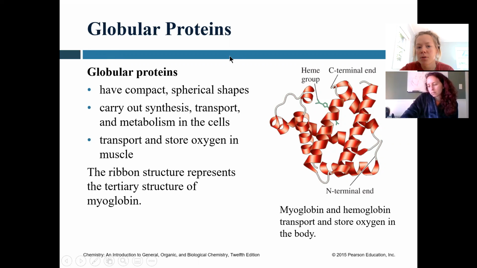One of them is a globular protein. In a globular protein, the protein will fold in on itself in this sort of ball-like structure. It's super compact. It has this sort of spherical shape. This thing does a lot. These globular proteins are really good at carrying out transportation, like hemoglobin. If you've heard the word hemoglobin in your blood, that's a globular protein. It's also good for metabolism and synthesis, a great way to store oxygen, a great way to transport things.